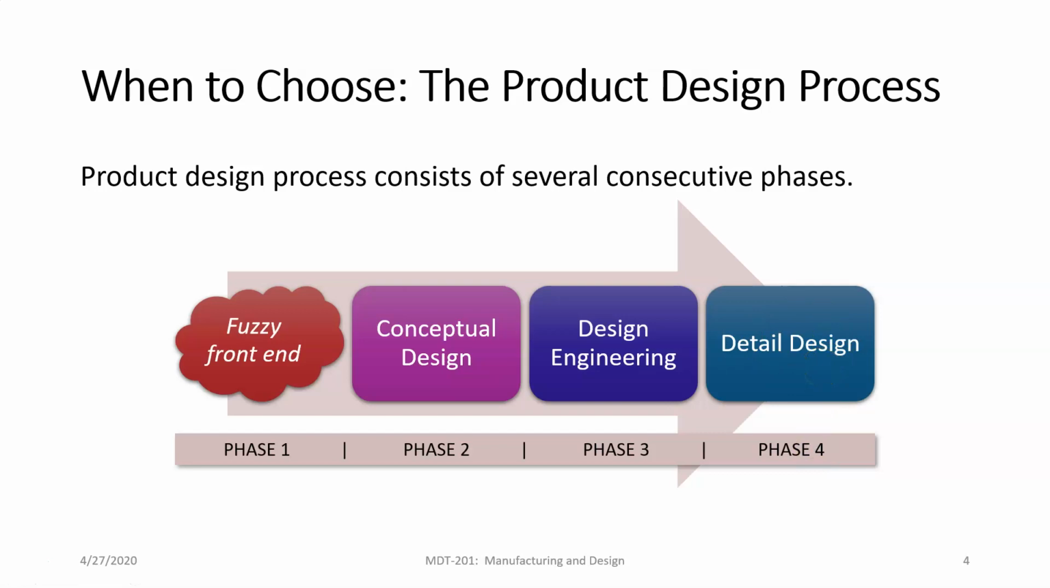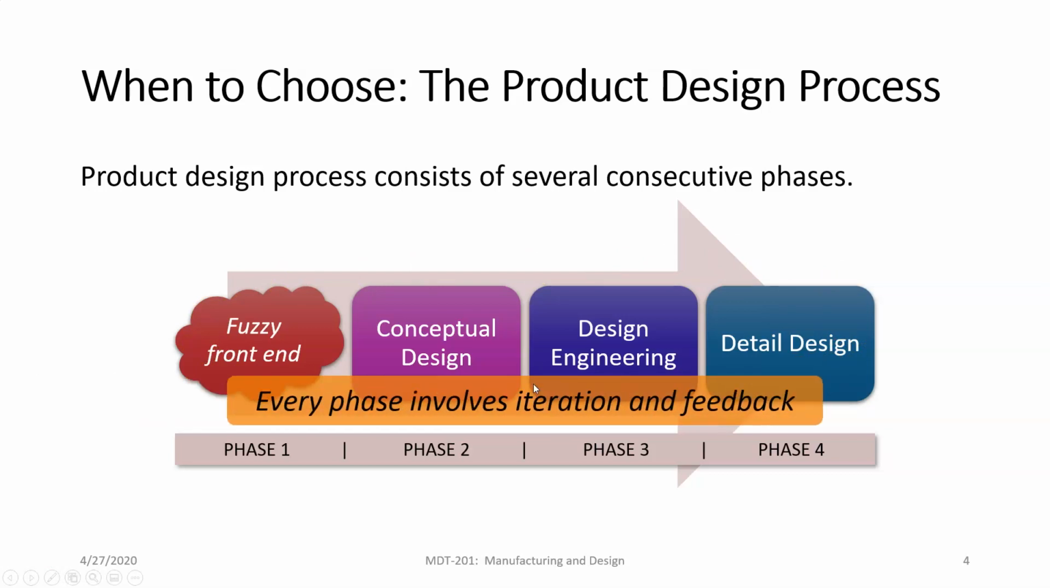I do want to say that if you Google product design process or engineering design process, you will probably get 1,000 different ideas, solutions, flowcharts. So this is not the one end-all be-all product design process. This is a general one that doesn't have a lot of phases or steps, only 4 phases. But all of them are going to have basically the same fundamental components. And again, just to reiterate, every phase involves iteration and feedback.